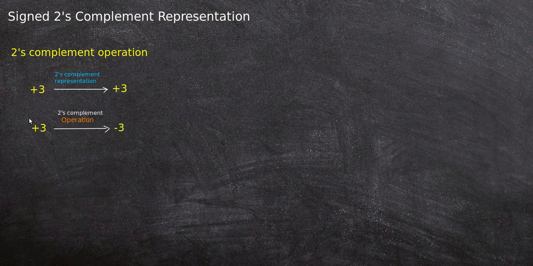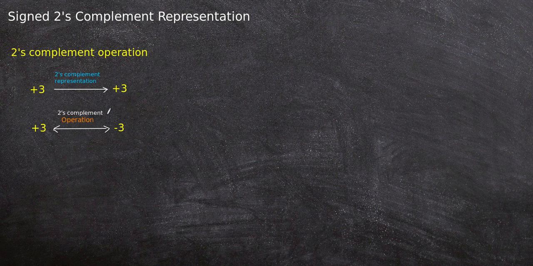Now if it is initially plus 3 and we are being asked what is the 2's complement of plus 3, then we need to do the 2's complement operation on plus 3. If we apply the 2's complement operation on any signed number, then the sign of that number changes. That is, if it is initially plus, after the 2's complement operation it becomes minus, and vice versa is also true. So we have made the arrow directional.